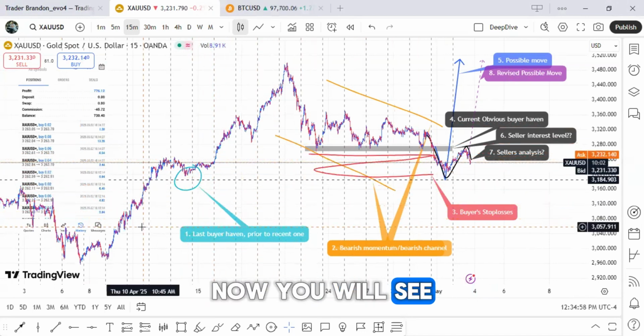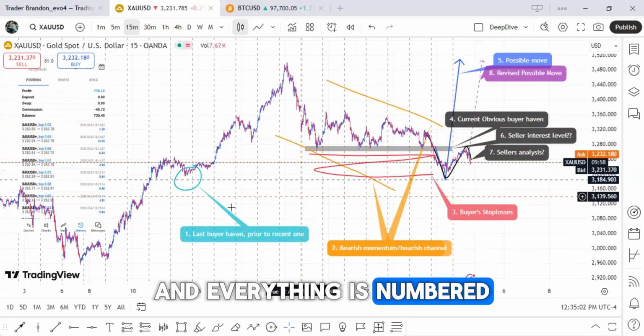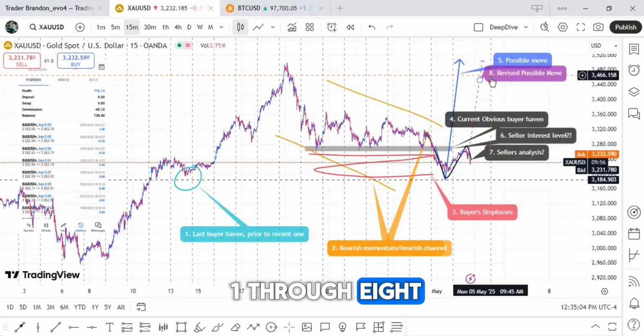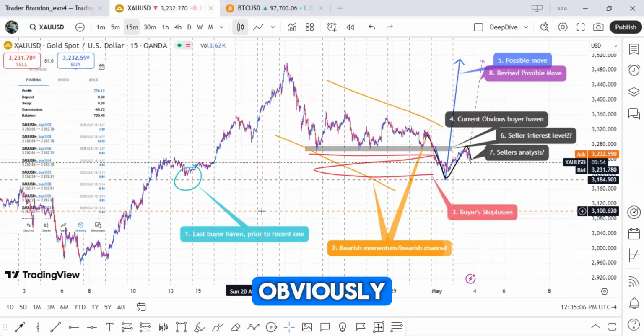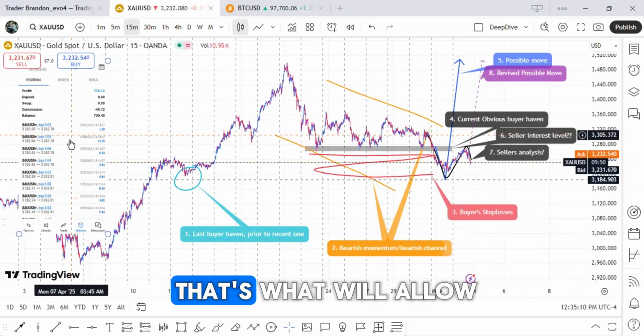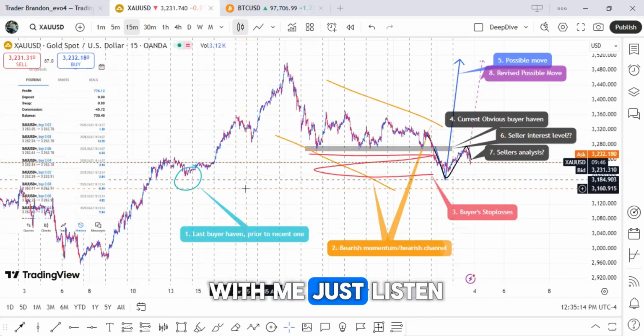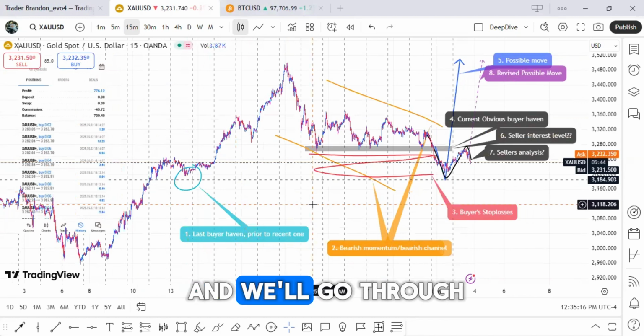So I want to break down now quickly the entire analysis. Now you will see some different colors, you'll see some tags, you'll see some drawings, and everything is numbered 1 through 8. 8 is the last number, 1 is the first one, obviously. And we're going to go step by step through all of them, right? And that's what will allow you to lead to this last piece here. So take it easy with me. Just listen, just relax, sit down, and we'll go through it briefly.